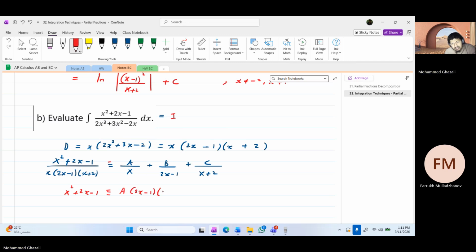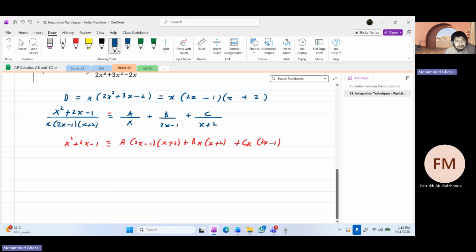So now x squared plus 2x minus 1 is identical to a into 2x minus 1 into x plus 2, plus bx into x plus 2, right? Plus cx into 2x minus 1. Let me see if that is correct. The other two, leave this out: x into x plus 2, leave the x plus 2 out, x into 2x minus 1, yes.